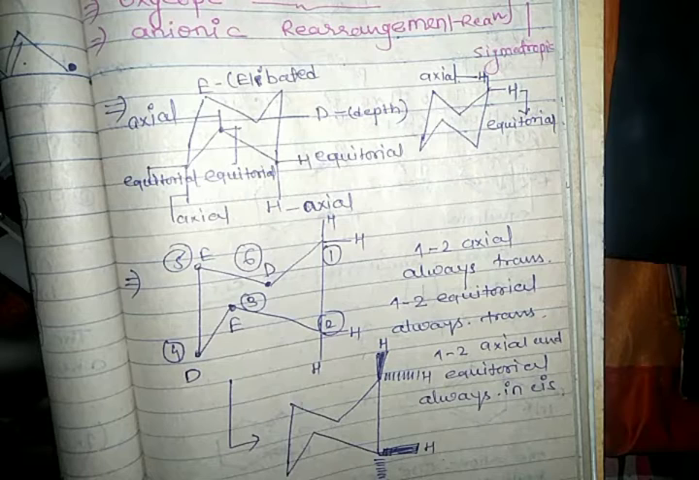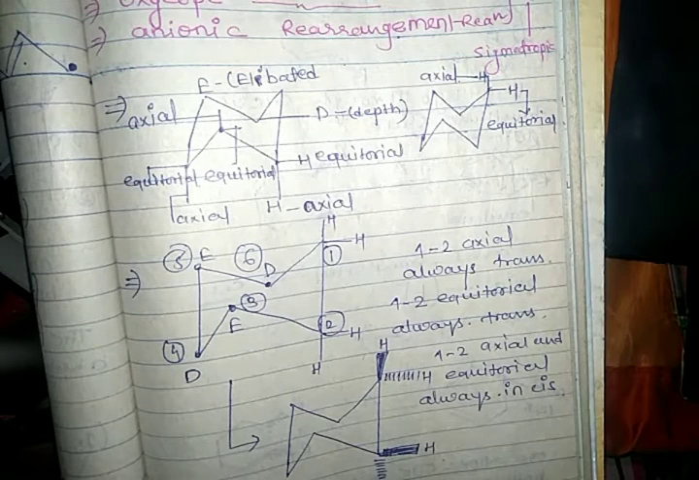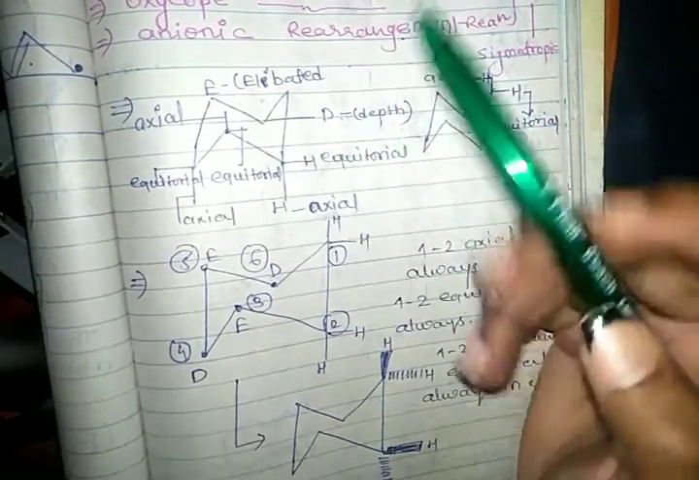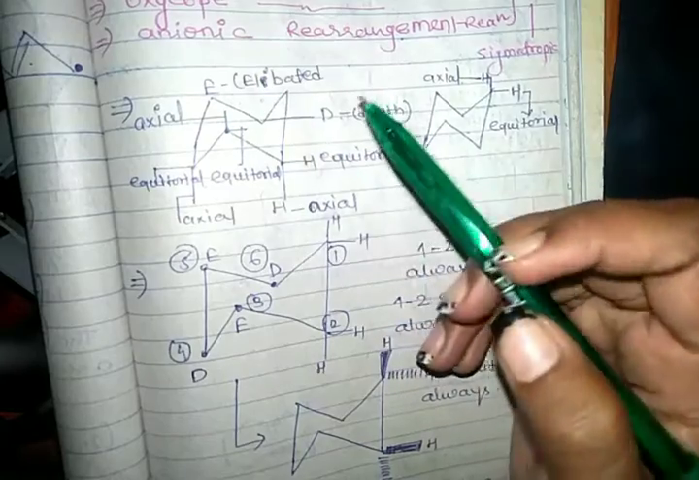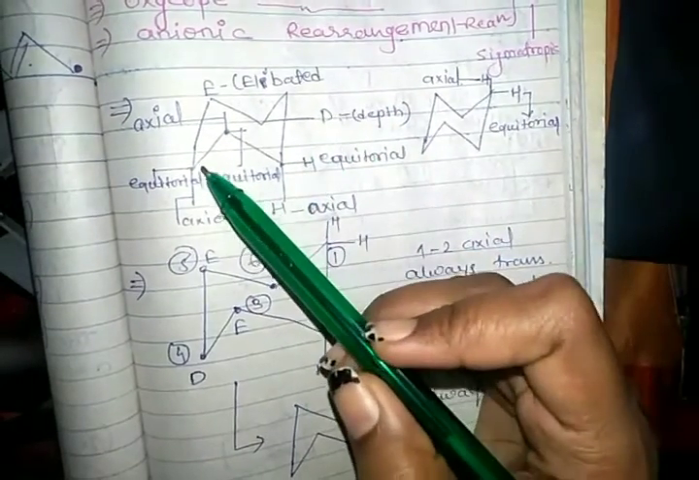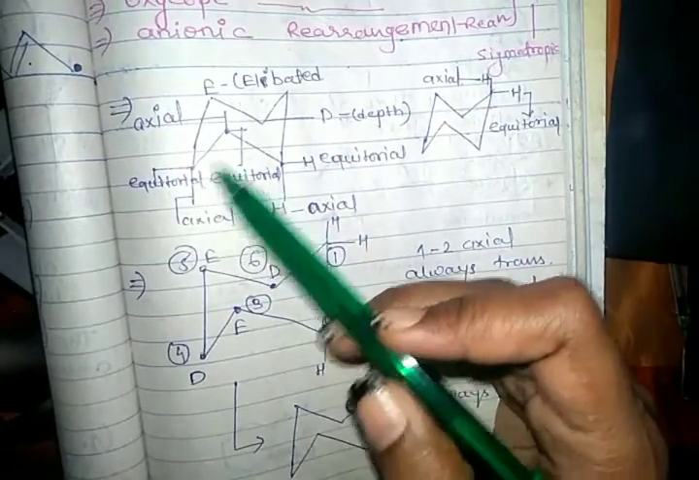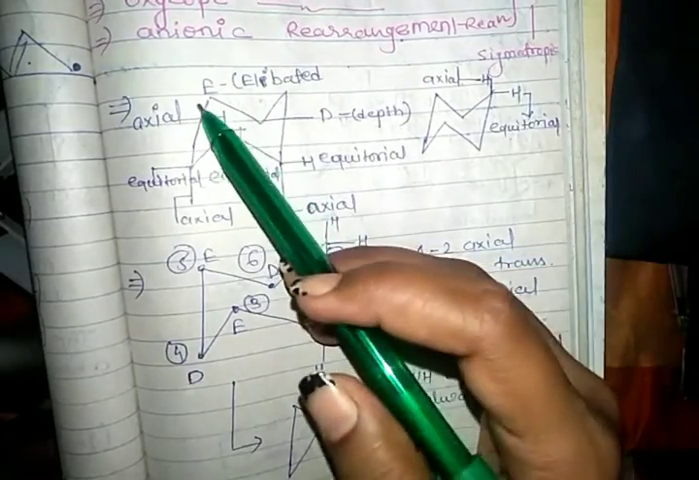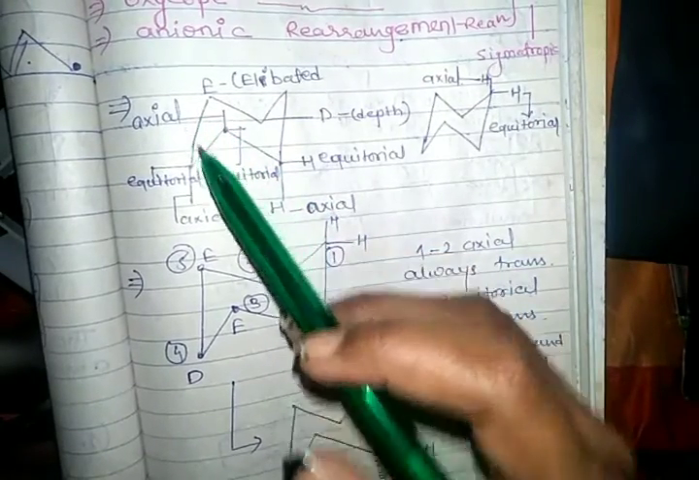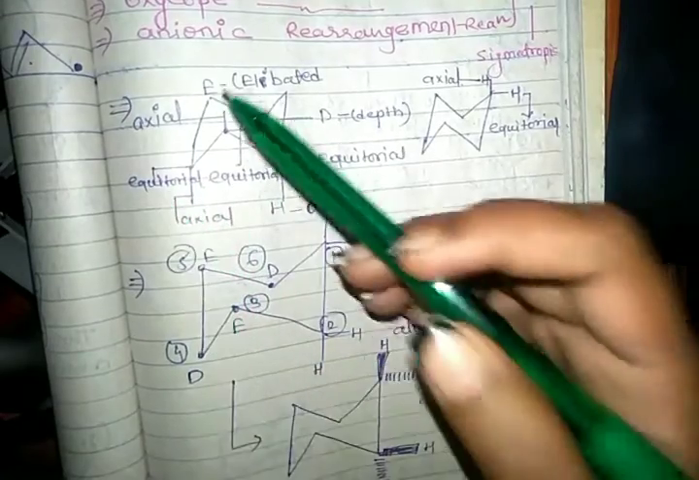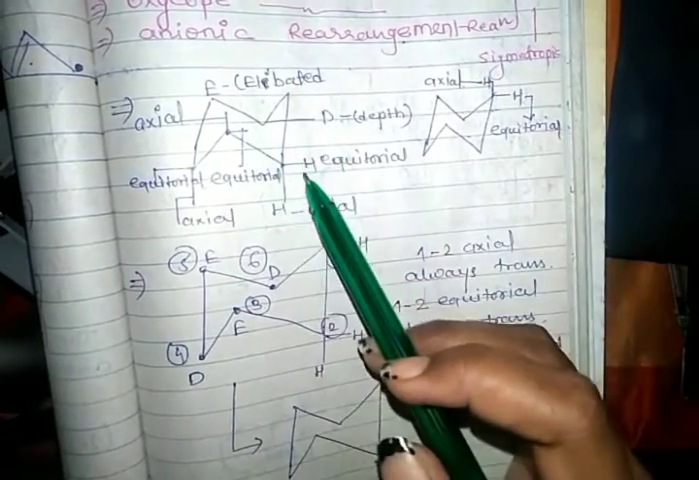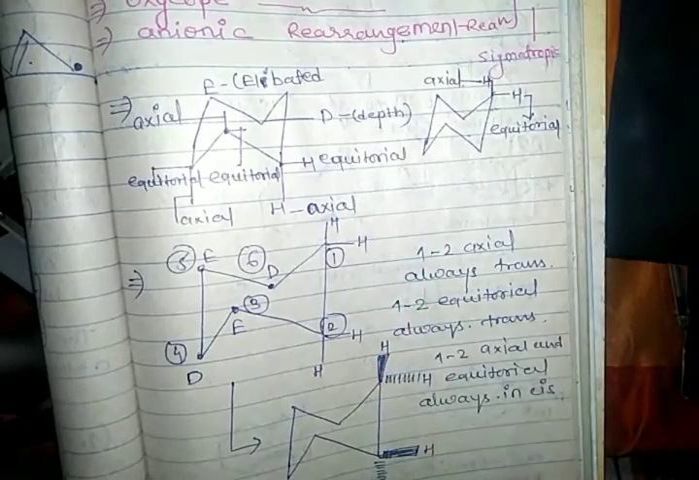Before these reactions, we discuss the position of the chair arrangement of a six-membered ring. So there is the elevated position, always called axial position, and the equatorial position, which is the depth position. So in this we have two positions, axial position and equatorial position. Axial position is always the elevated position and equatorial position is always the depth position.